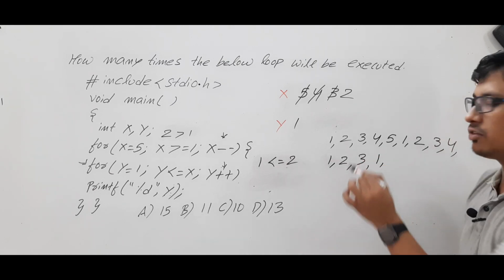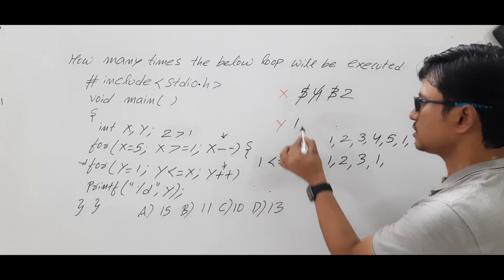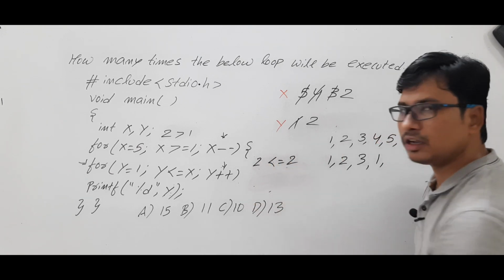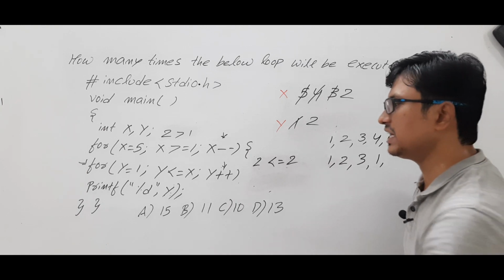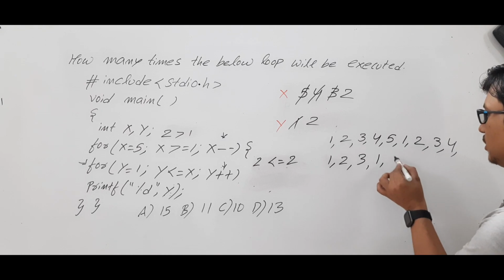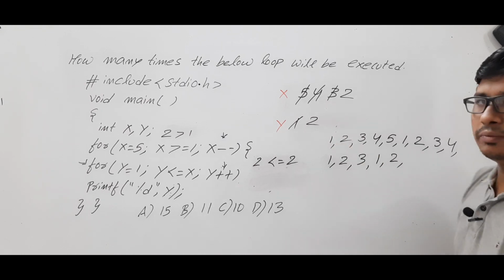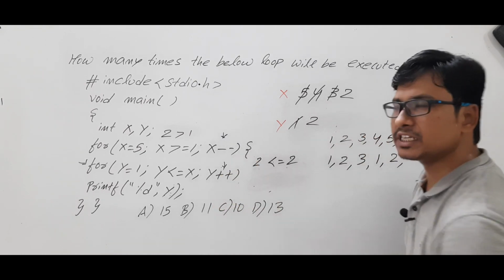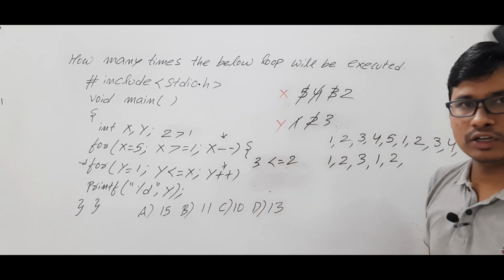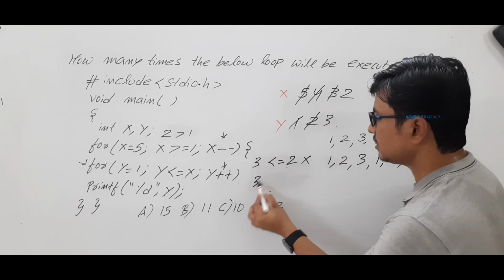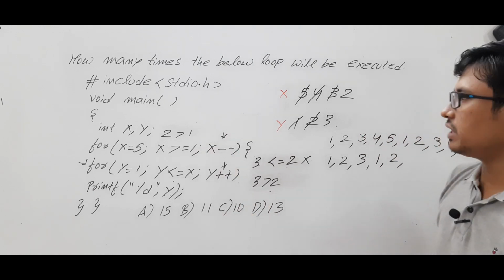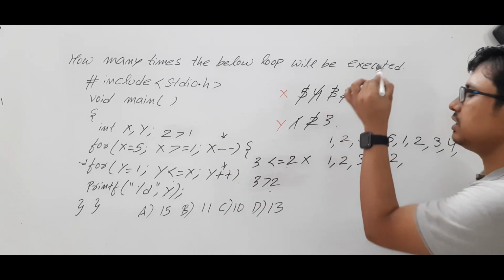If this condition is true, you will execute the statement which is printf percentage d y. Y value is 1. It will print. Then y plus plus, y value will become 2. Then 2 is less than or equal to 2. Yes, 2 is equal to 2. Again this condition is true. Then again you will execute the printf percentage d y. Y value is 2, so 2 will be printed. Then y plus plus, y value will become 3. Now 3 is less than or equal to 2. Wrong. 3 is greater than 2. So this condition is failed. Once this condition is failed, it will go to the x minus minus. X value will become 1.